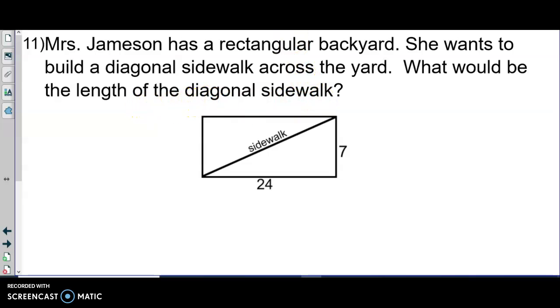Okay, so sometimes when you read test questions, they'll give you a picture, and sometimes they won't give you a picture. My first piece of advice is to draw yourself a picture. So that's what I did here.